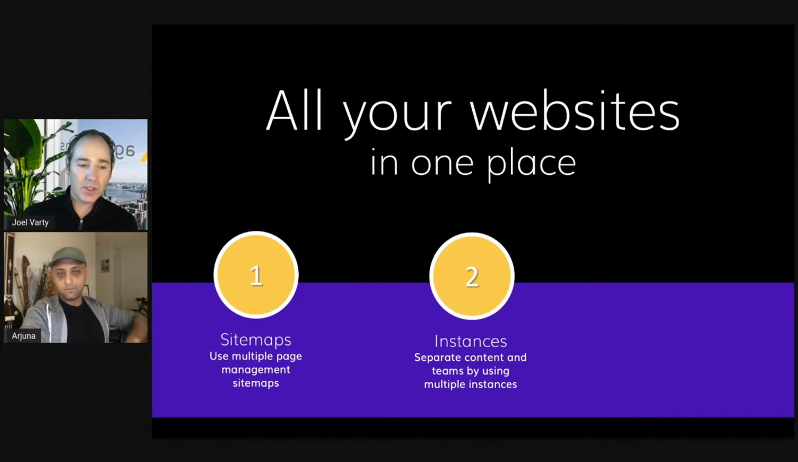I think we're starting to see both of these as different concepts as people bring more digital properties into their organization. And in your experience, Arjuna, do people choose between having multiple sitemaps or multiple instances? What's the thought process that tends to go into it from your point of view?